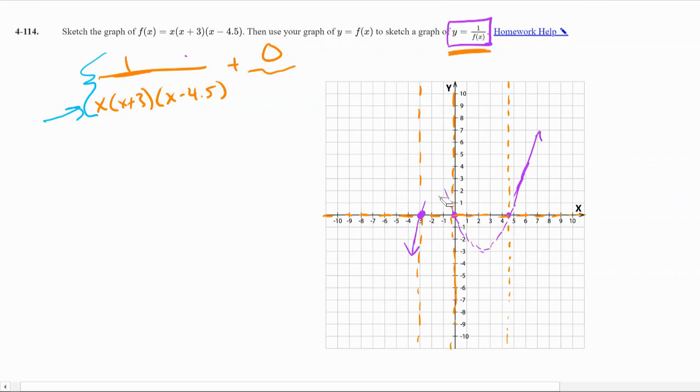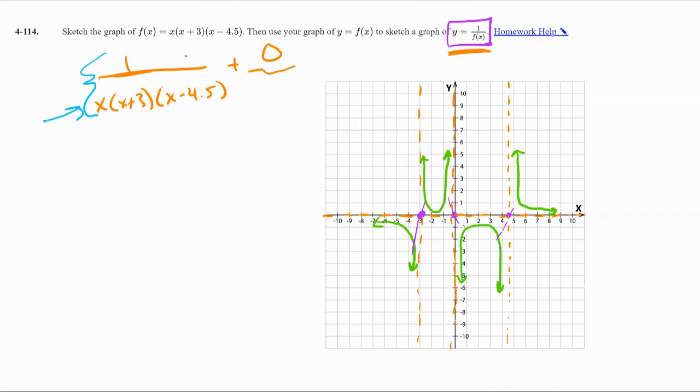So erase a little bit here, because I know that all of those are going to be positive. I know that all of these values should be negative. Then I know that all of these values will be negative, and all these values will be positive. So a very generic sketch on this, but I should be able to see the reciprocal based off of where my original graph landed within those pieces.